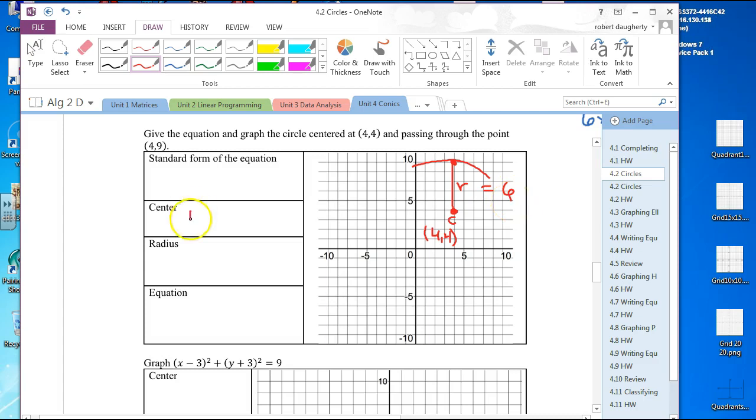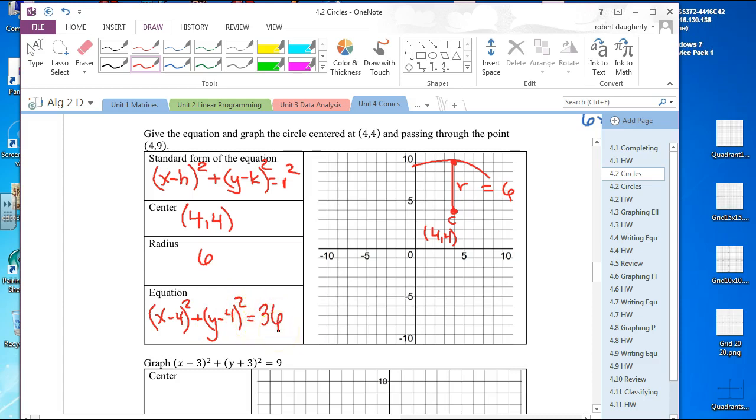So my center is 4, 4. My radius is 5. As often as I can, write down this formula, (x minus h) squared plus (y minus k) squared equals r squared. Then this equation is (x minus 4) squared plus (y minus 4) squared equals the radius squared, which is 25.